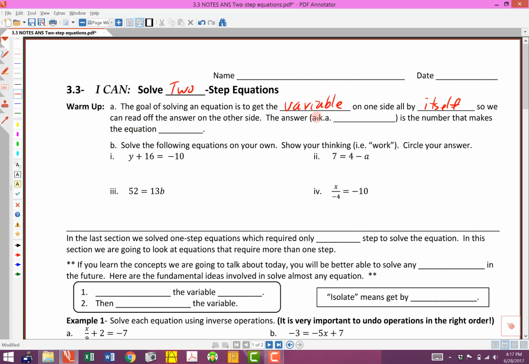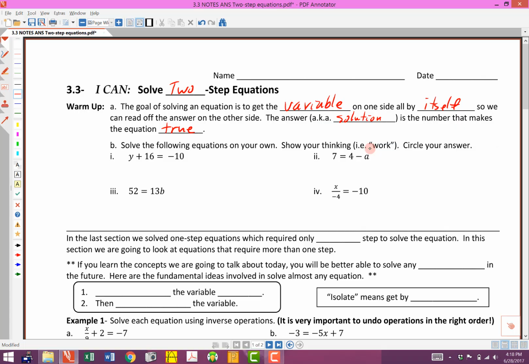And the answer, also known as the solution, we kind of use those words interchangeably, is the number that makes the equation true. So if we plug it back in, it makes the equation true. And I've got a couple problems here just to practice on, make sure we're good at solving those. So solve each one of the equations on your own, show your thinking, in other words, show your work, and then circle your answer. So normal work process on each one of these. And again, if you want to pause the video and then check your answers after, that would be great.